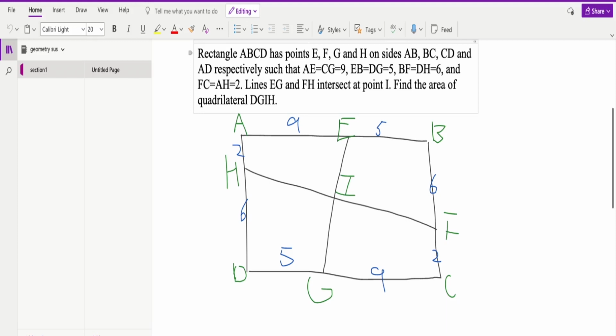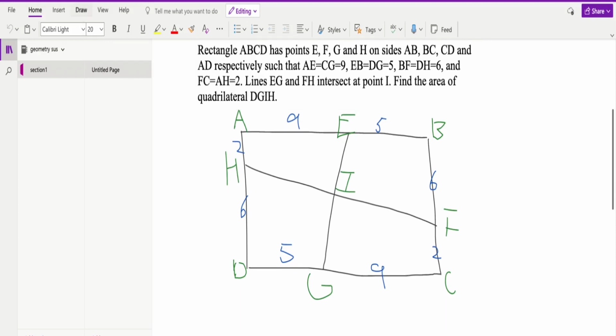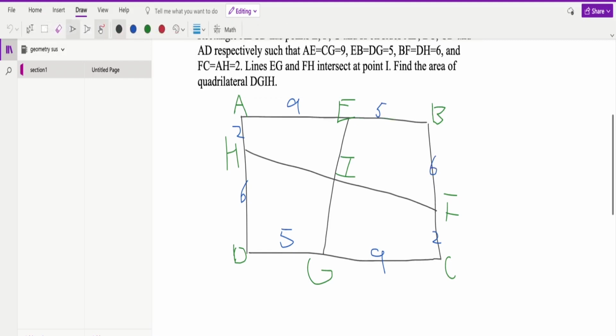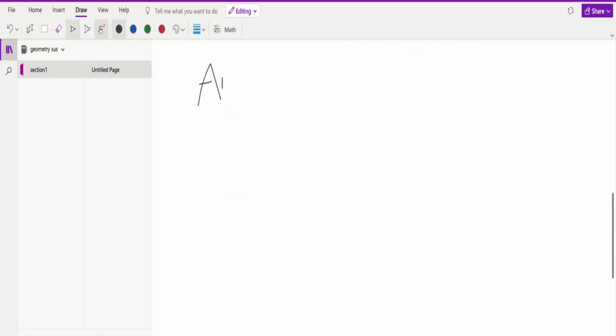Pause the video now if you want to solve this problem. So how do we solve this problem? Well, we're going to use a method that's called analytic geometry.